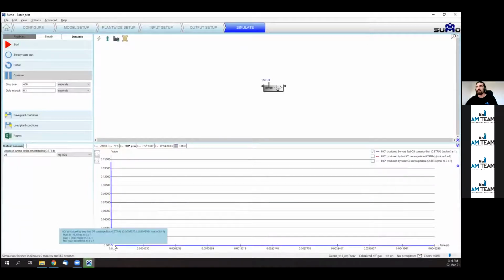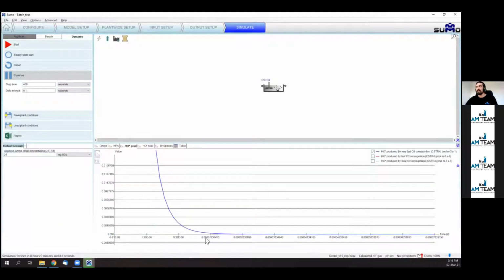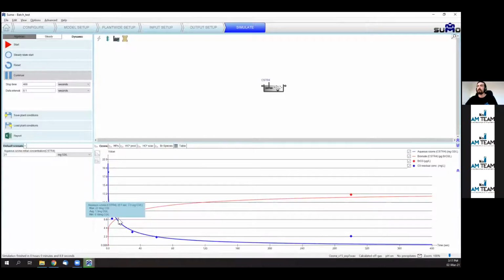So the radicals are what you can see here. In a matter of milliseconds they are disappearing, but they are depleted very fast because they are fast reacting. And here what happens is the bromate formation of the lower part of the reaction scheme that Wim showed before takes more importance, until we reach an end concentration.